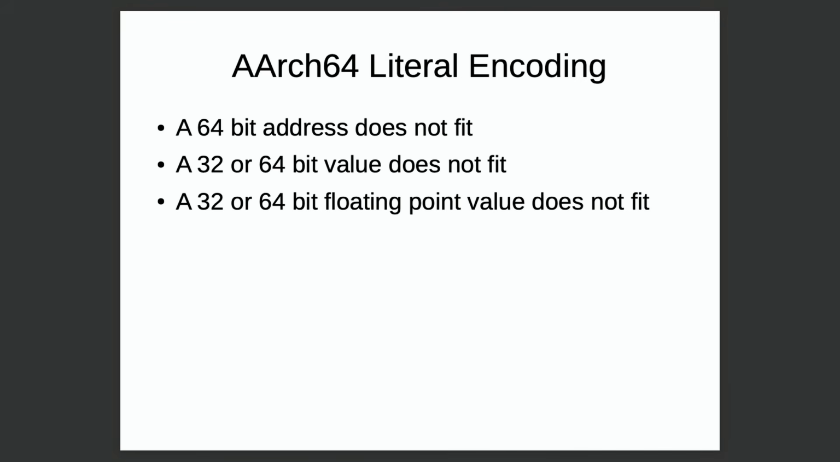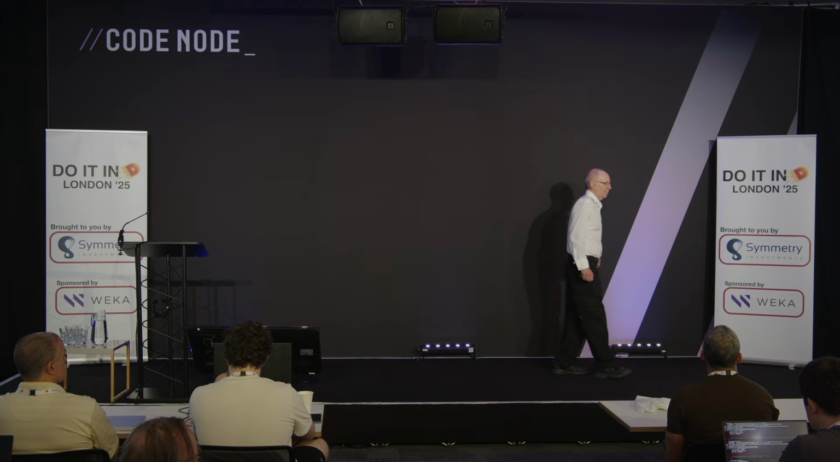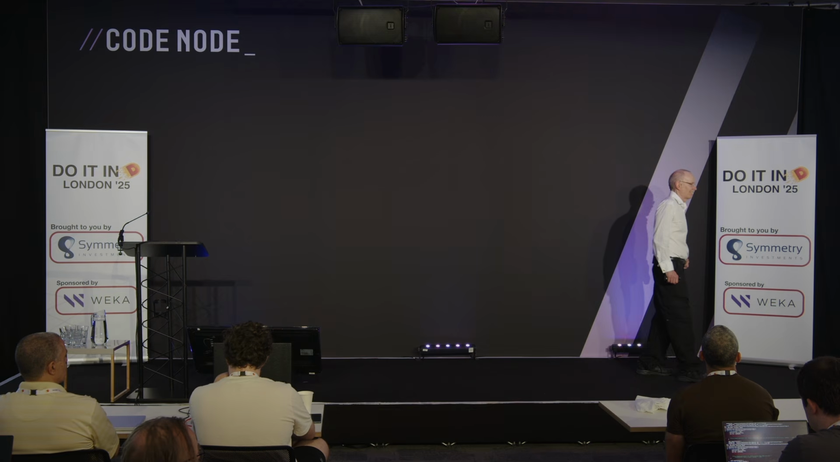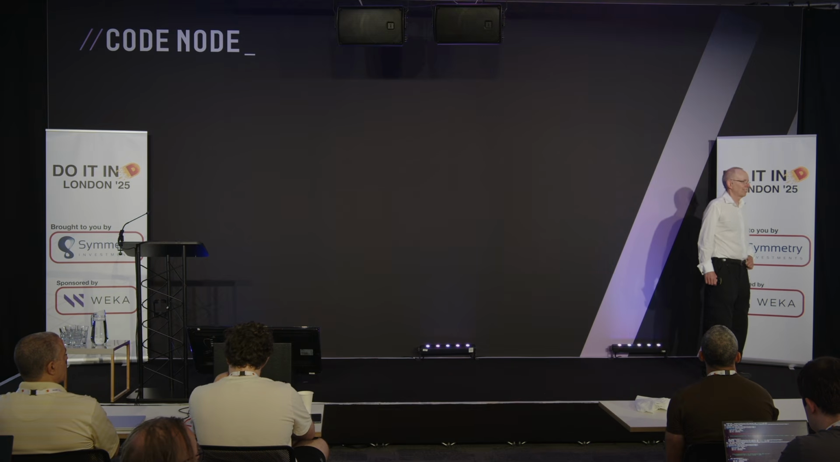So we have the AArch64 literal encoding problem. A 64-bit address does not fit in 32 bits. A 32-bit value does not fit in a 32-bit instruction, neither does a 64-bit value, and a floating point value does not fit into an instruction. So even though all the instructions are 32 bits, I wonder how they deal with this problem. Of course, Godbolt to the rescue.